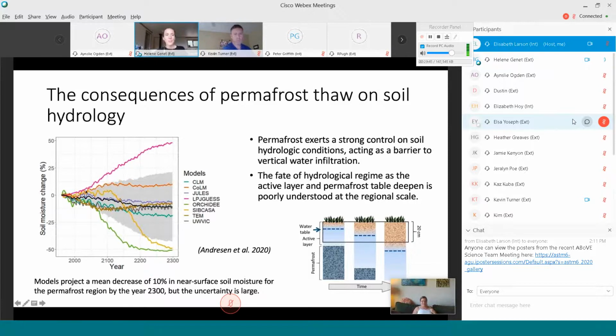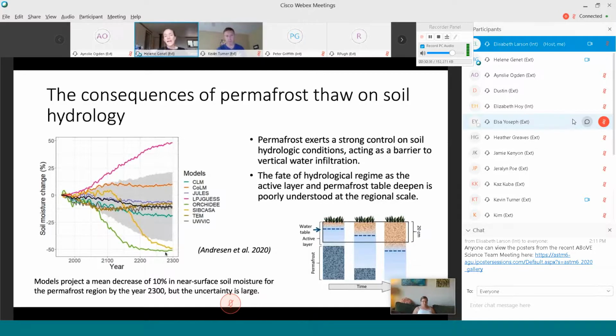But this is the trend in soil moisture as these models are predicting it. Overall, if you follow the black line, which is the mean across all these models, you can see that the general mean is towards drying of the soils as permafrost thaws. That mean decrease is about 10% of near surface soil moisture for the permafrost region by 2300. But as you see here, the uncertainty is large. This is because we don't know much about the fate of hydrological regimes as permafrost and the active layer respond to warming.